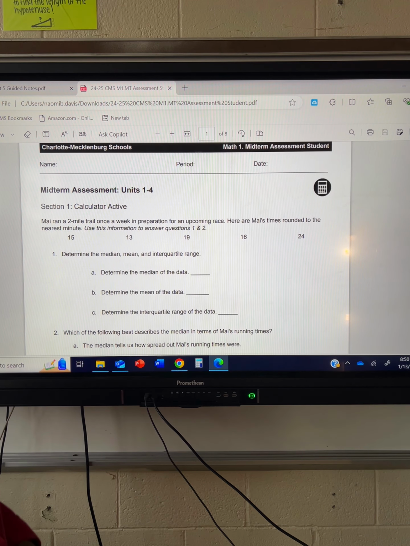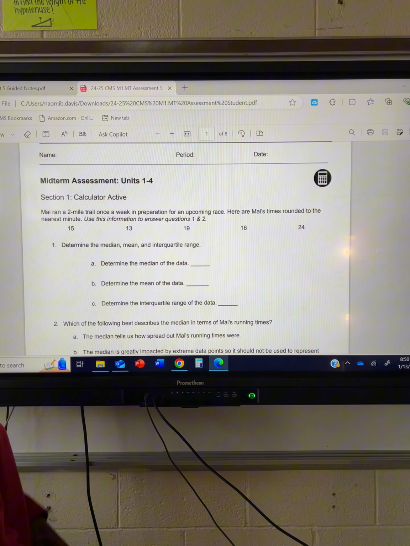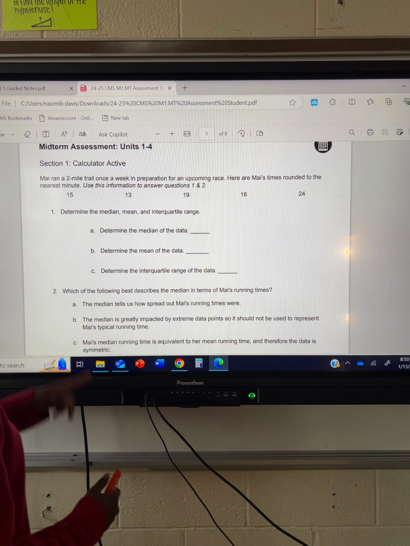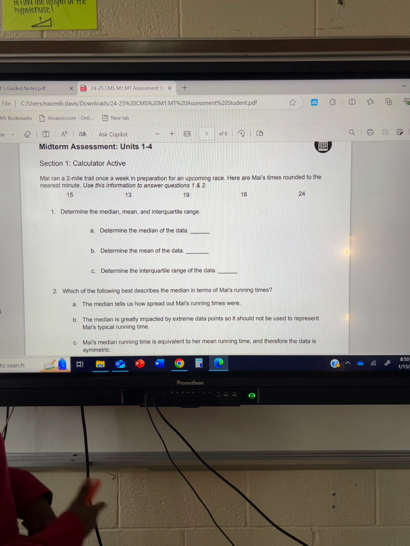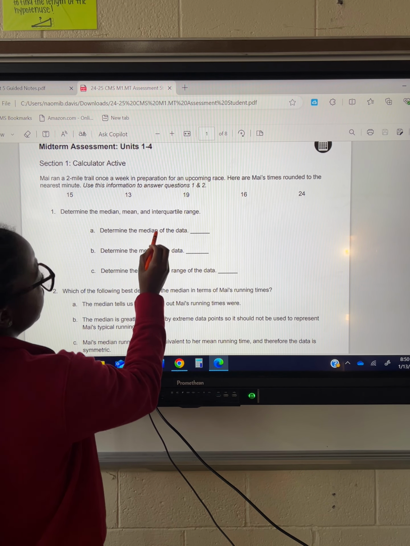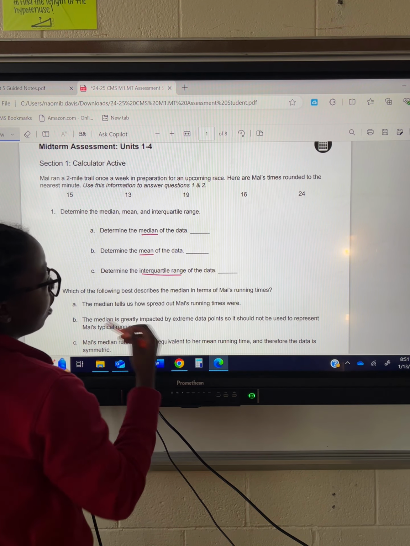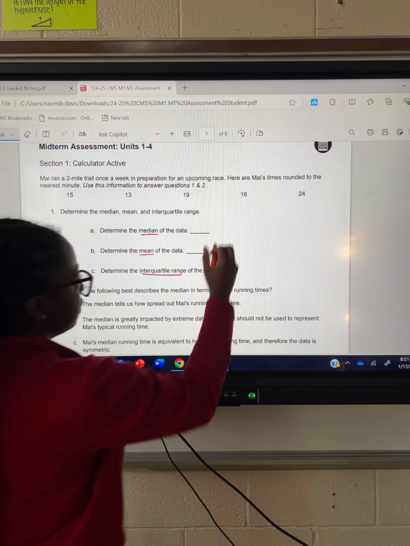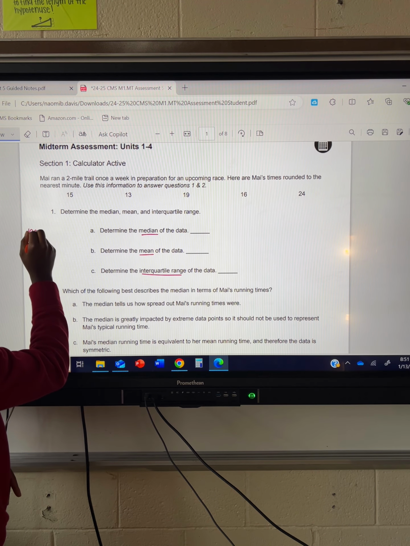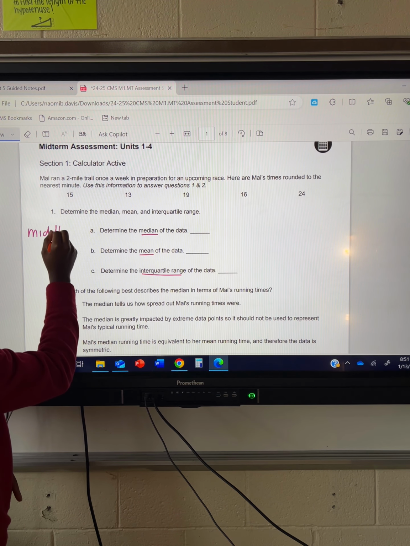Ma ran a 2-mile trail once a week in preparation for an upcoming race. Here are Ma's times rounded to the nearest minute. Use this information to answer questions 1 through 2. So if I'm determining the median, mean, interquartile range, first of all, you need to make sure you understand what median, mean, and IQR are. Your median is what? The middle number. Put it right here. Make your notes. Median is the middle number.